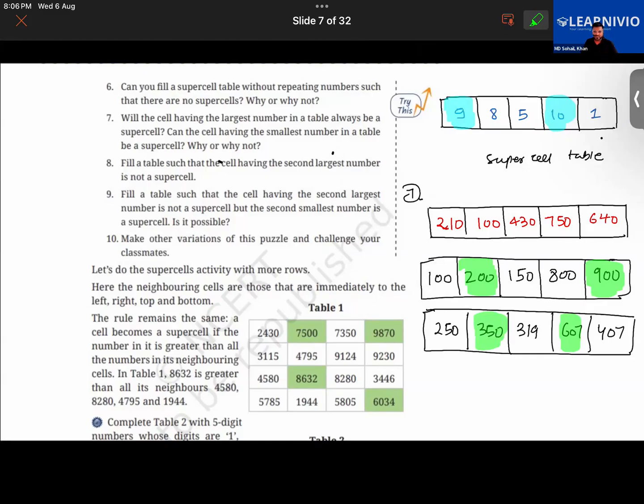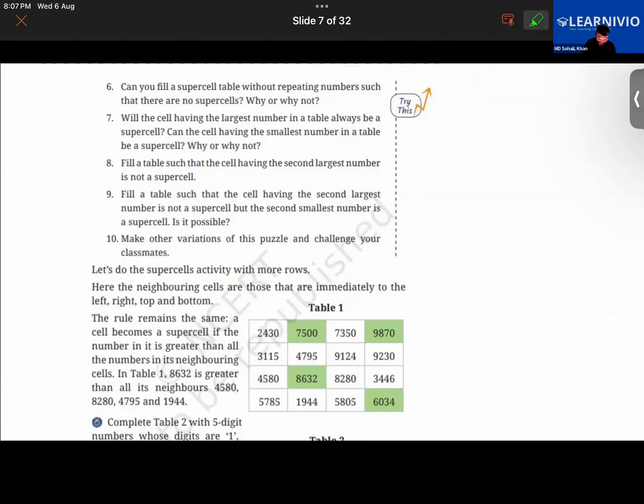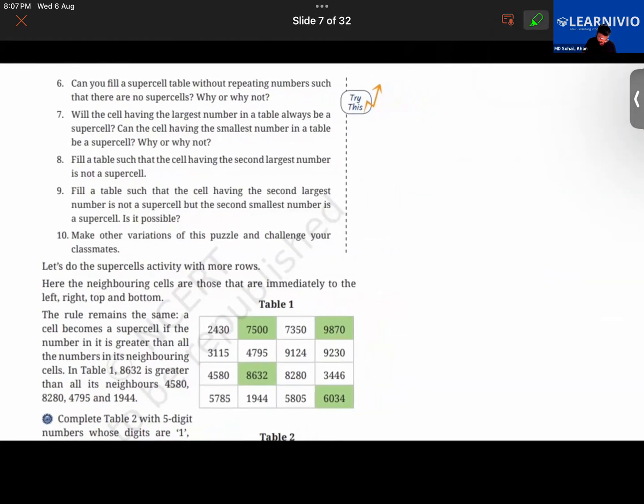So far, what we can observe here is that the cell having the largest number in a table is not always a supercell. However, the cell with the smallest number will also not always be a supercell. In some cases we will get to learn that the cell having the smallest number can be a supercell. Having the second smallest number can be a supercell. Getting it? Question number 8 is very interesting.